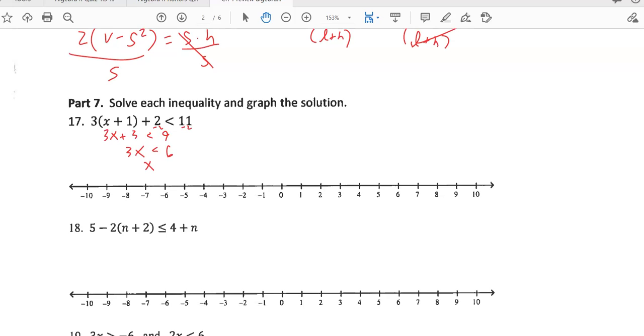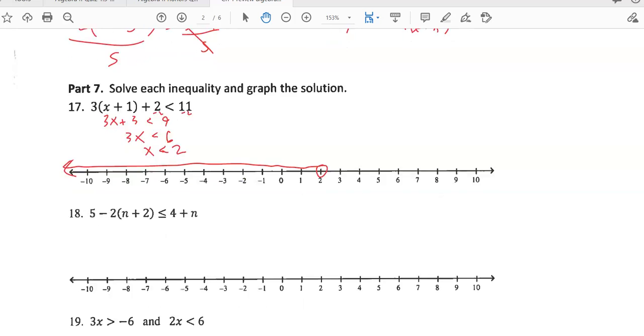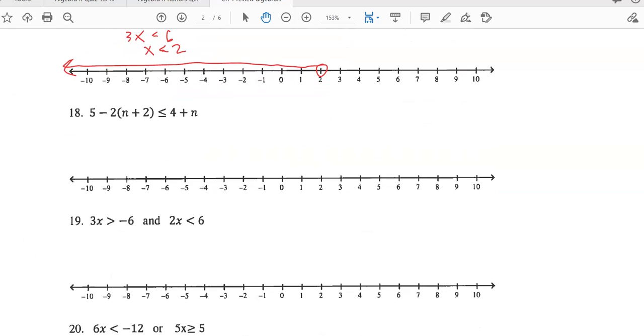Divide by 3, which is a positive number. I do not flip the sign when I divide by a positive, only a negative. So divide by 3, there would be 2. So x less than 2. Positive 2, so that's an open circle because it does not include 2, but the arrow points to the left. The solutions are less than or smaller than 2, so something like that would be appropriate.